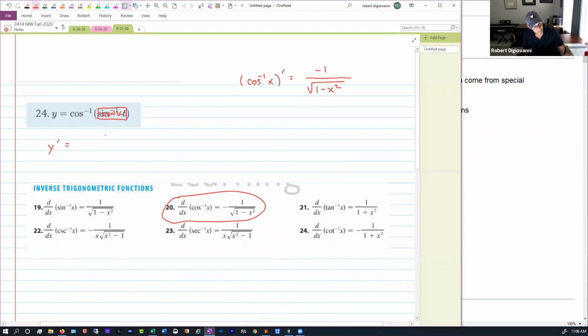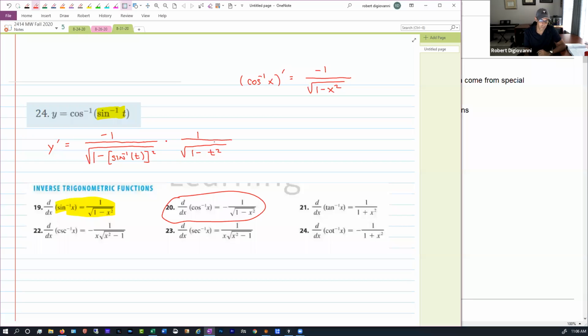So that means the derivative of this should be -1 over the square root of 1 minus. Now this time it's not x, it's the actual junk. So I need to put arc sine of t, that entire quantity in brackets, squared. And then we say times, now we do chain rule, now we need to take the derivative of the actual inside, the junk. And the derivative of arc sine of t, we're just going to use this formula, but use t instead of x. So 1 over the square root of 1 minus t squared. That's pretty much it. Not a whole lot more you could do. I mean, you could try and combine those roots together, but I think that's sufficient.